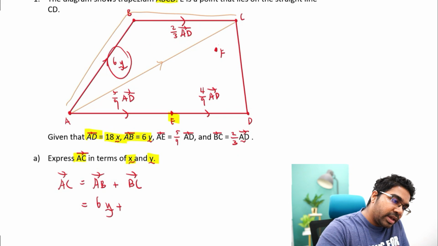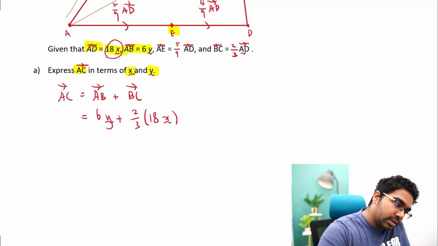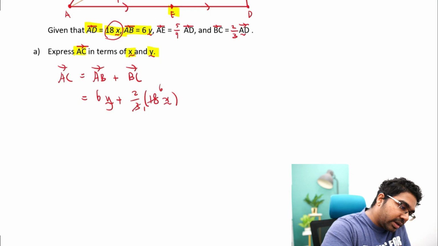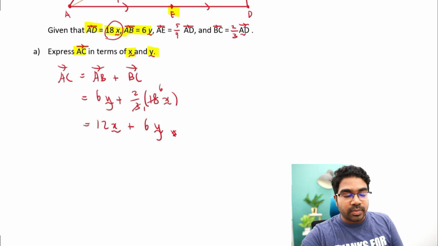Now BC, we have 2/3 AD. So we'll just write this down as 2/3. Now, AD was 18x. So 18x. Okay, so now we have to just work this out. Simplify this. Normally we write x first before y. So this will be 12x, 2 times 6, plus 6y. So this is the vector AC in terms of x and y.